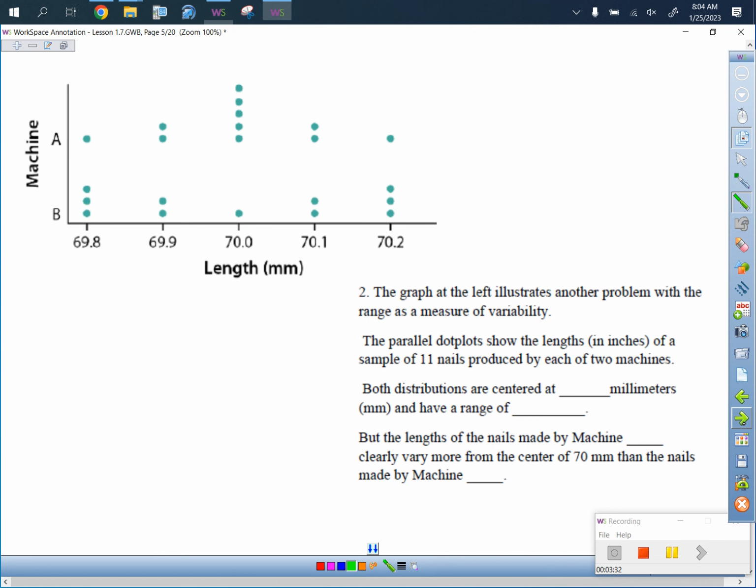So here we go. Here's a double dot plot. Not sure if we've ever seen one, but they've got two on top of each other. Here they're talking about some machine.